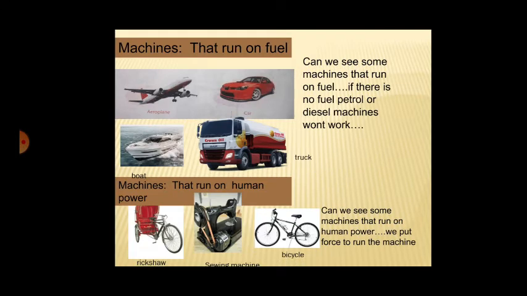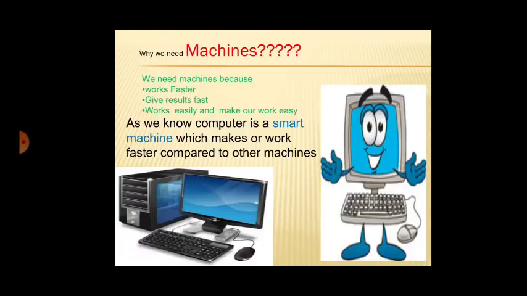Next, let us see machines that run on fuel. Can we see some machines that run on fuel? Yes. The fuel is either petrol or diesel. If there is no fuel, these machines won't run. You can see the aeroplane, car, boat and truck. Now let us see the machines that run on human power. For all these machines to run, the human has to give some force. For example, for the bicycle, a human needs to pedal to move the bicycle. Otherwise, you can't move the machine. So here we put some force to run the machine.